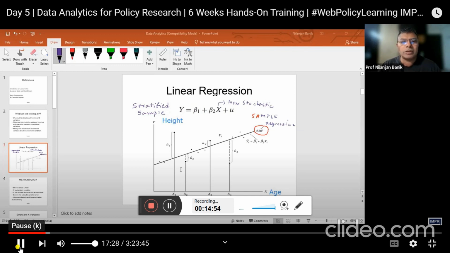What does this word stratified sample mean? In fact, whenever you are collecting the data, you are always collecting data on the basis of a stratified sampling technique. You ask anyone working with NSSO or the Department of Statistics, they are going to tell you that if you're not stratifying the sample, it's going to come out with a biased estimate.